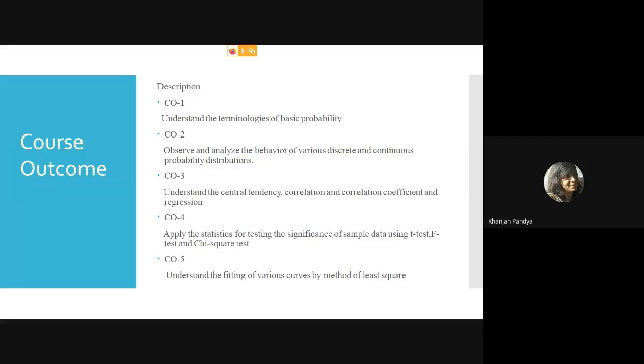So, course outcome. The course outcome is what a student will be able to gain after he or she has learned the course, right? So each CO is concerned with each unit. We are having 5 units, and hence we are having 5 COs. So CO1: what do you learn after studying unit number 1? Understand the terminologies of basic probability. So this is basic probability only.